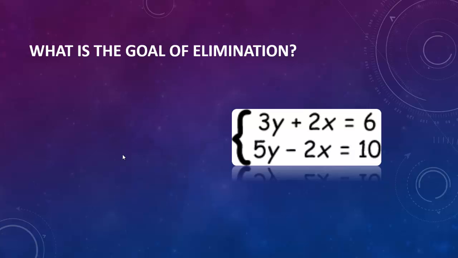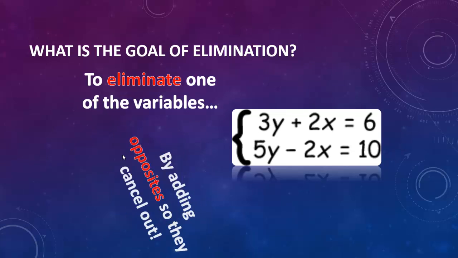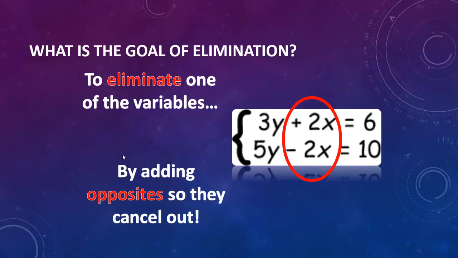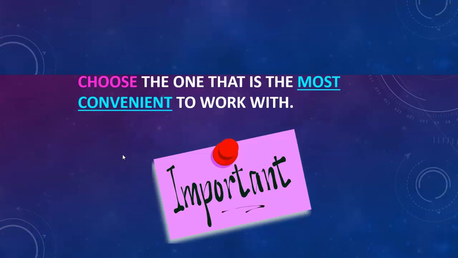All right, so the goal of elimination, like I said, is to eliminate one of the variables. Okay, you do this by adding the opposites so they cancel out. So you've got to make sure that they're opposite. If it was a positive 2x on the top and a positive 2x on the bottom, you would have to do a step prior to adding them together in order to get rid of them. Because 2x and 2x equals 4x. It doesn't equal 0, and you want them to equal 0. Okay, it doesn't matter which variable you eliminate first. You can choose whichever one you want, but I usually go with the one that's most convenient to work with.